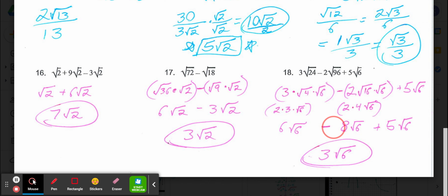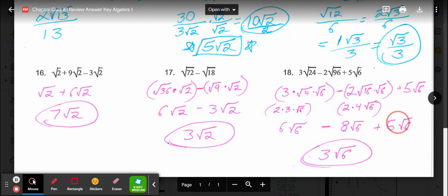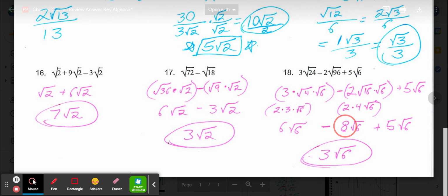6 square roots of 6 plus 5 square roots of 6 is 11 square roots of 6. 11 square roots of 6 minus the 8 square roots of 6. 11 minus 8 would give us a 3 in front. So our final answer is 3 square roots of 6.